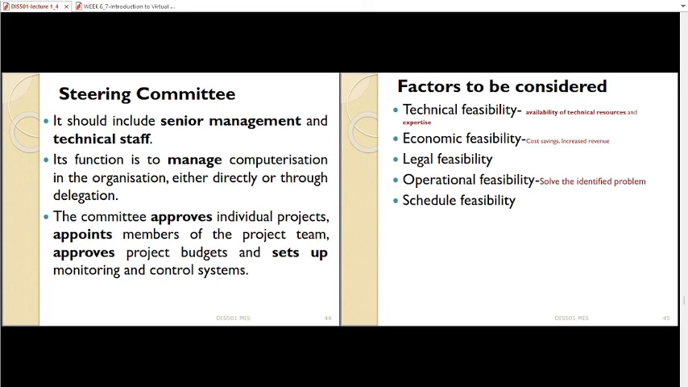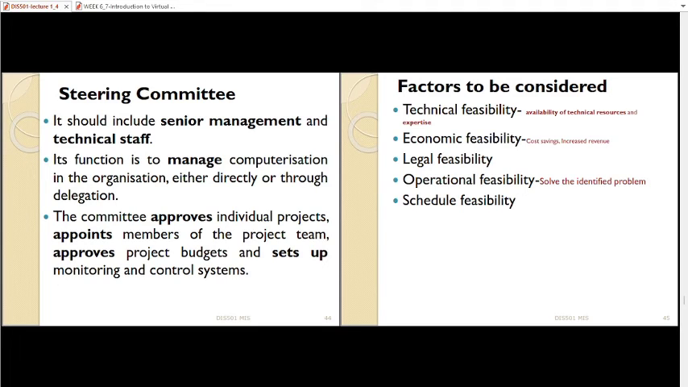We can also have a steering committee. It should include senior management, technical staff, and so on. So this is the committee that will be approving some of these things. Because when it comes to development of systems, if you don't involve the top management, then it can never work, because these are the same people who are going to approve payments and so on. So it must work. Again, if you don't involve all the employees, then when you bring this system to the organization, they will not feel that they own this system, and they might begin to rebel against this system.